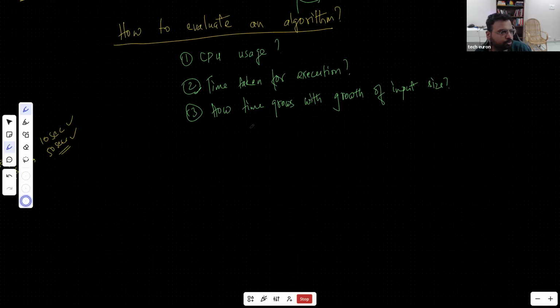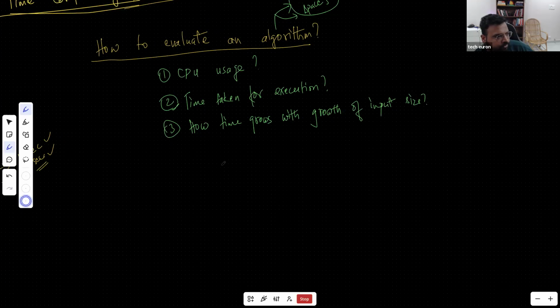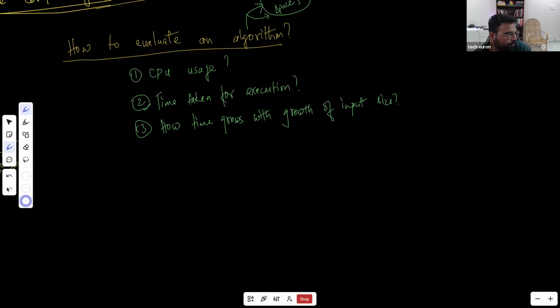Now, how to evaluate a program. If you talk about CPU usage and time taken for execution, this depends on many things. This will depend on the hardware, this will depend on the software environment.